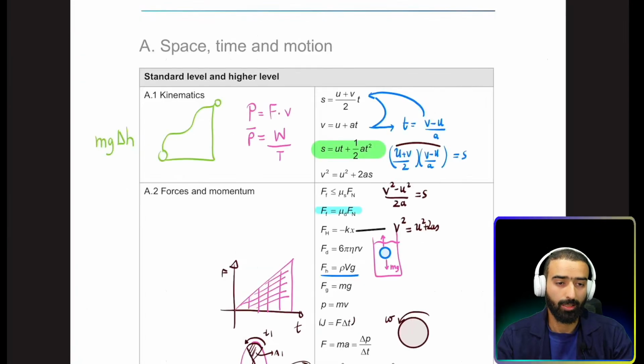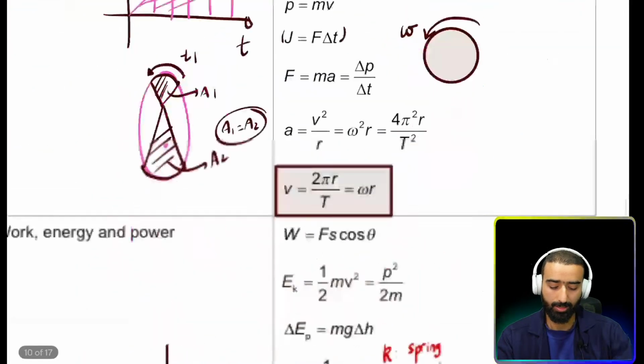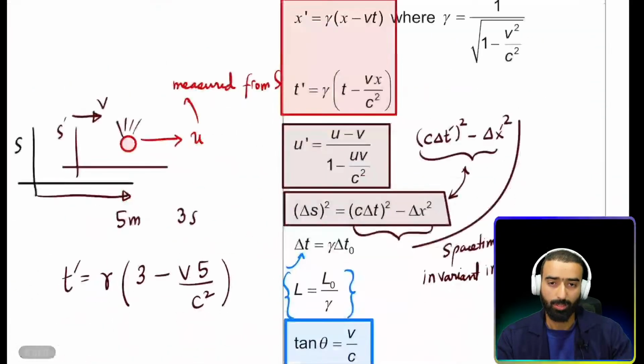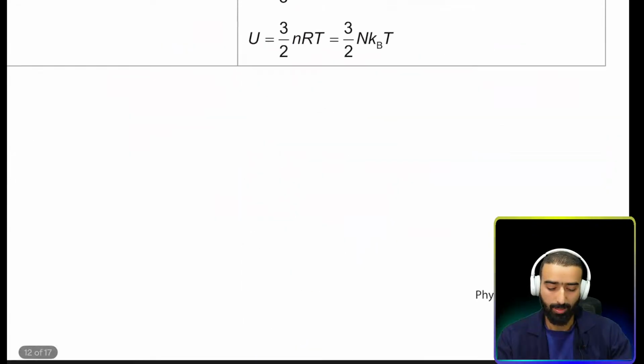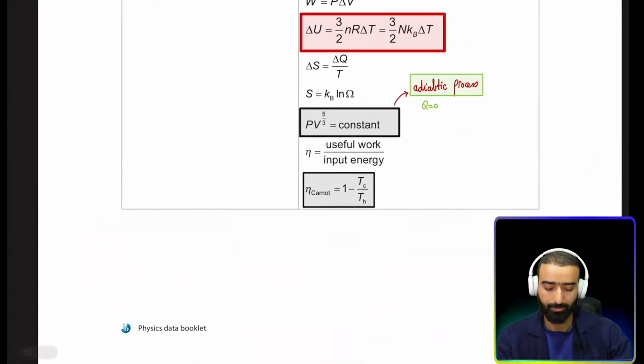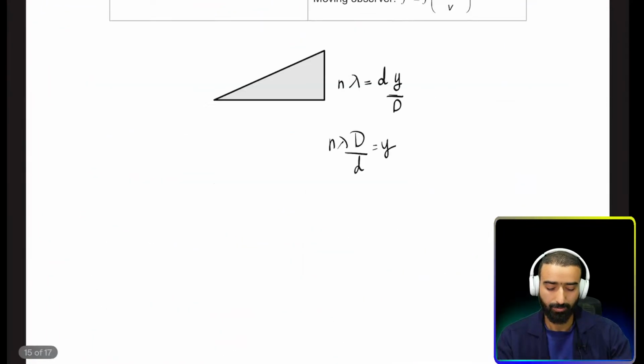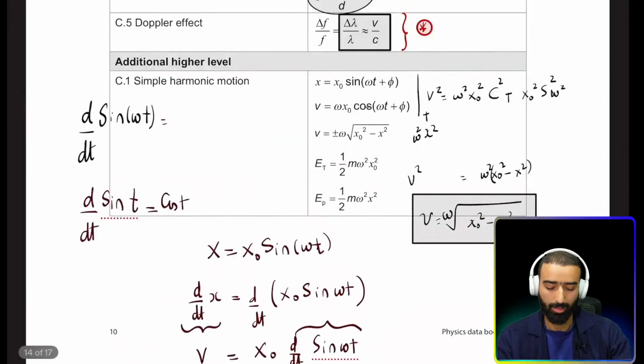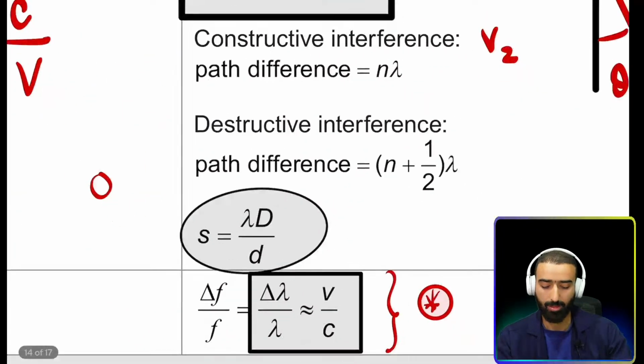I think we had double slit diffraction. So let's crack open our data booklet to go over double slit diffraction real quick. You'll find the relevant equations here. Let's clear this out.